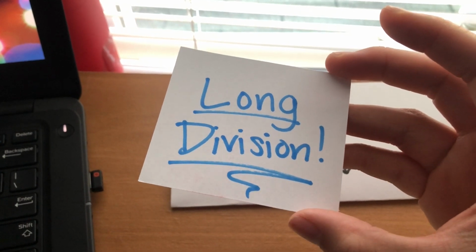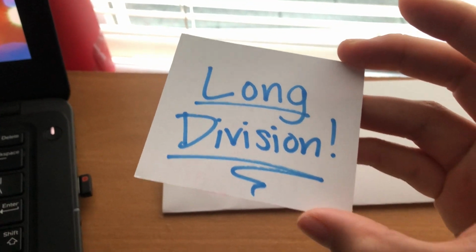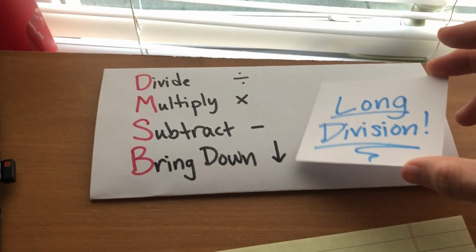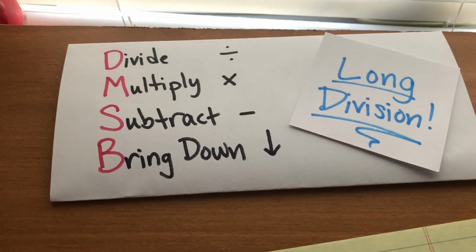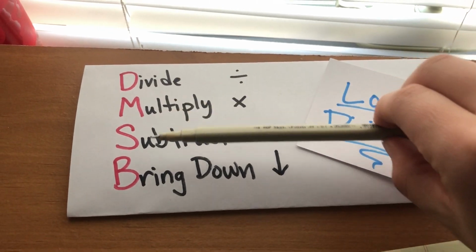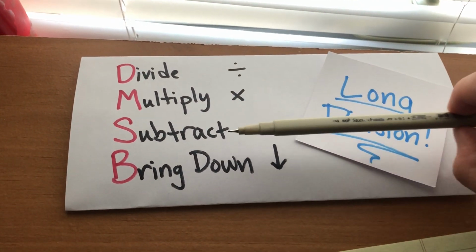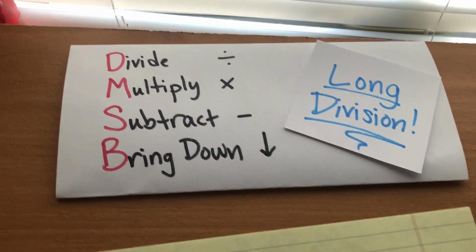Let's do some long division. When we do long division, we're going to use the same 4 steps over and over again until we get our answer: divide, multiply, subtract, and bring down. Some people like to think, does McDonald's sell burgers? To help them remember the order of divide, multiply, subtract, and bring down. Let's look at our first problem.